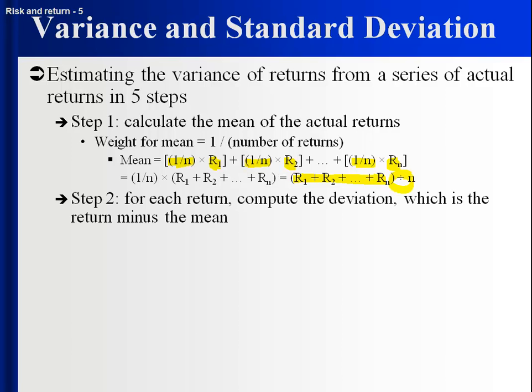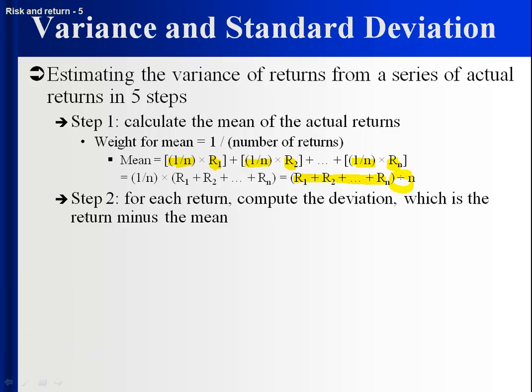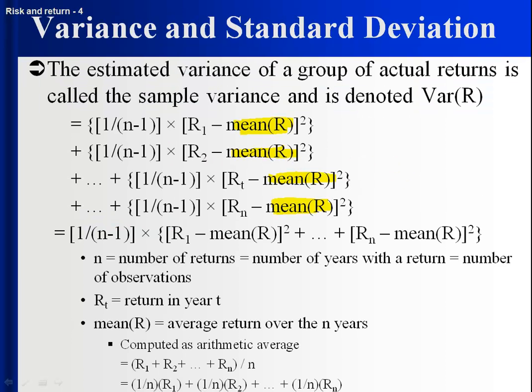Step 2, compute the deviation. So we get the deviation, which is just the return minus the mean. Here we've got n returns. So we've got 4 returns, let's say.